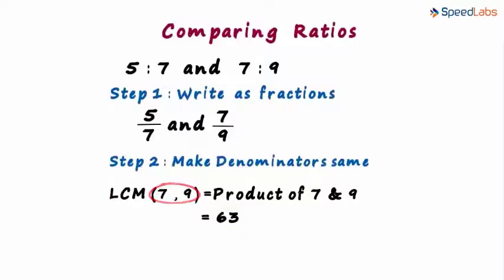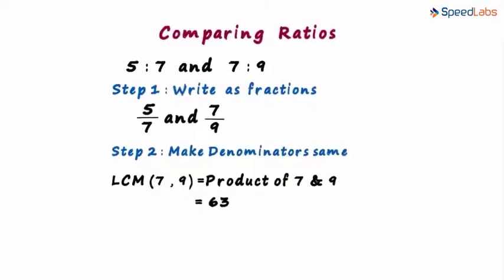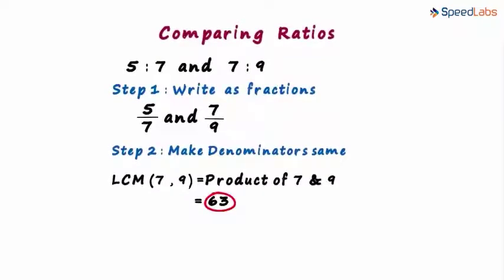Actually, we can choose the common denominator as any common multiple of these 2 numbers. But choosing the LCM of these 2 numbers just makes it more convenient. Coming back to our point, we have to make the denominators of the ratios as 63. So 5/7 should be written as something upon 63.